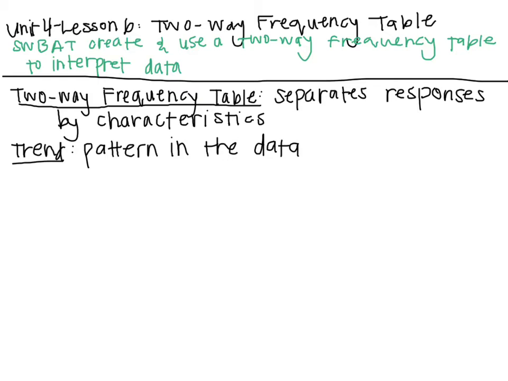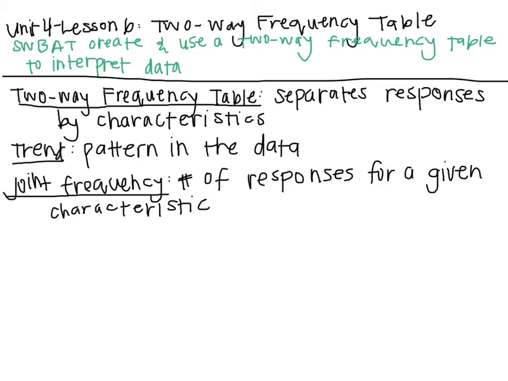Next, we have joint frequency. And joint frequency is the number of responses for a given characteristic. So, for example, it's all the individual responses that you will see on a two-way frequency table.